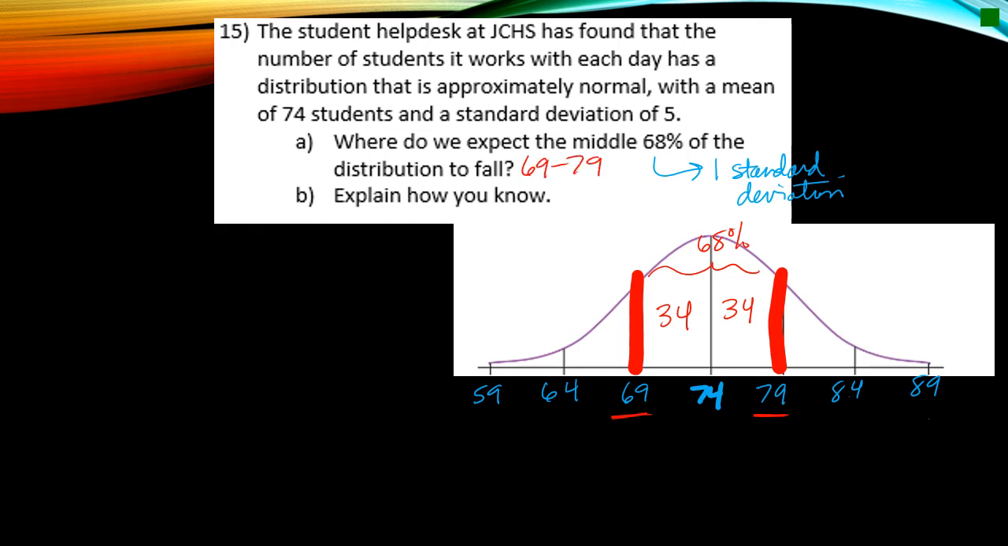The way that we know is this empirical rule. So my answer for part B would be: because 68% of the data falls within 1 standard deviation of the mean.